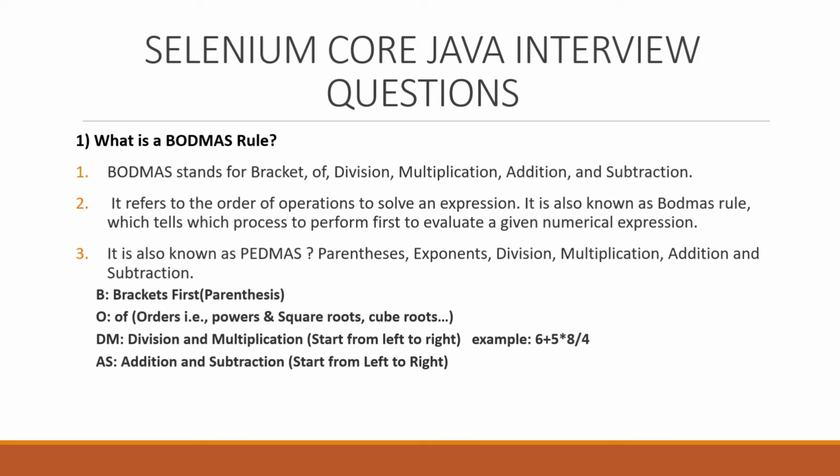Here is an example: 6 plus 5 into 8 divided by 4, which means our order will start from 6 and go on to the remaining operators present inside this expression. The next abbreviation is AS, which stands for addition and subtraction, which also goes from left to right.